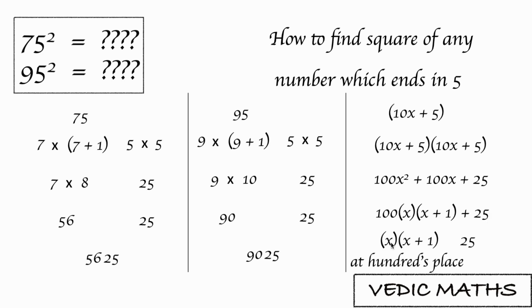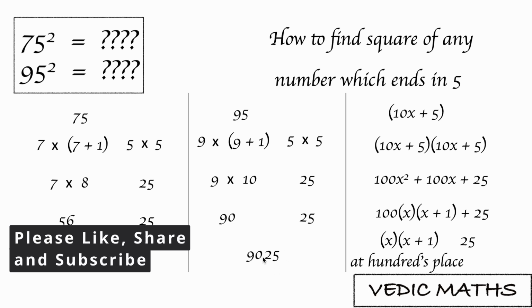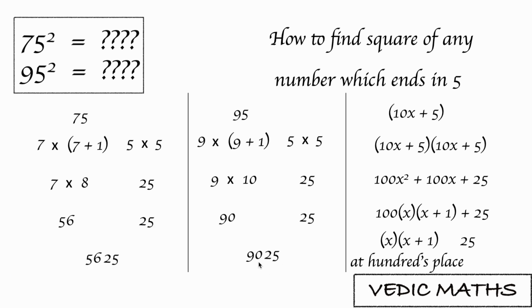Since we're multiplying x times (x plus 1) by 100, x times (x plus 1) will be at the hundreds place and beyond if it is more than one digit, and 25 will be at the ones and the tens place. So if we see in the example of 95, 25 is at the ones and tens place, and 90, which is x times (x plus 1), is at the hundreds and thousands place. So this is the general idea why this thing works.